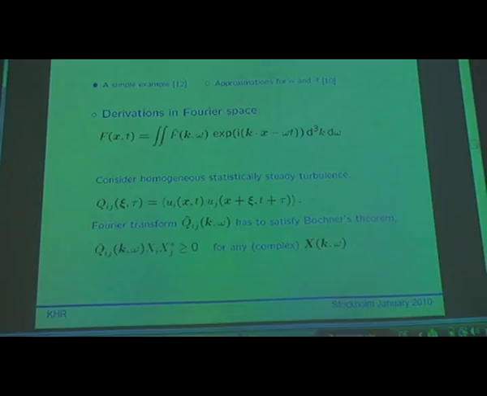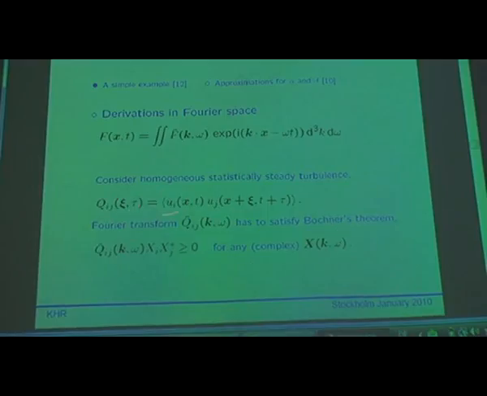I have shown you all these derivations in physical space. You can do all the same also in the Fourier space. You can use this Fourier transform. The advantage is firstly that you have algebraic equations instead of differential equations, and so the calculations could be easier. And you have a theorem, you have always this correlation tensor.